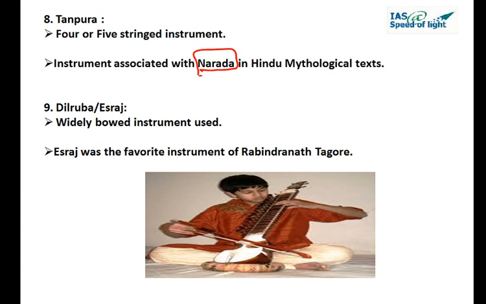Dilruba or Esraj. Now, Dilruba is a North Indian name, and Esraj is more particularly famous in Bengal and the east and the southern regions. It is a widely used bowed instrument in India, used very commonly everywhere. Esraj was the famous instrument of Rabindranath Tagore. So Rabindranath Tagore, the famous dance was Manipuri, and the famous instrument is Esraj. So this particular young boy is playing Esraj with the help of a bow. So it is a bowed instrument.